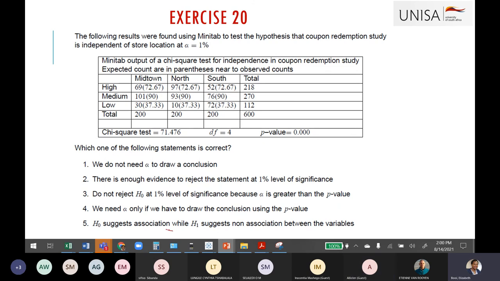And on this one, because I took this, I think, from the STA1510, that is why you have this association, not association. But in your module, you don't use associations. We use independent and not independent. So if there is an association, it's dependent, and non-association is independent.